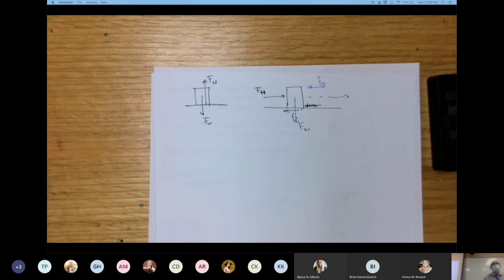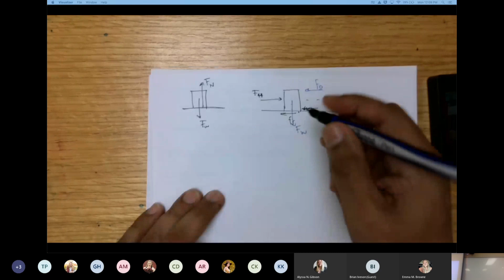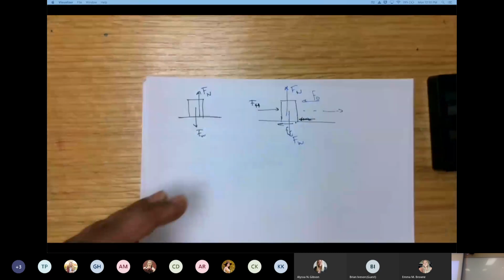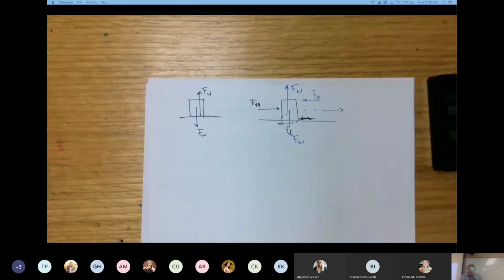What else do we have? A force of the table pushing back up on an object. And we still have normal force. Okay? So same thing as before.